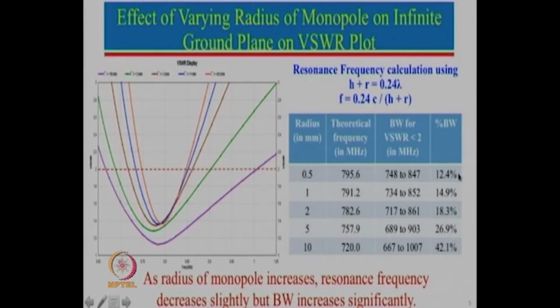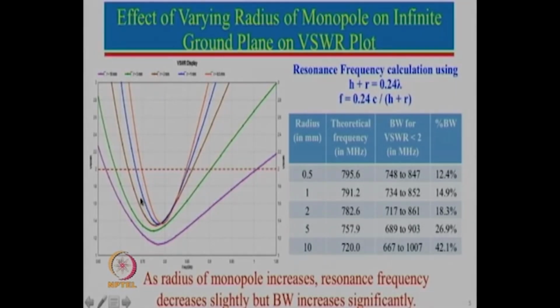So we can see the percentage bandwidth here. So for this here percentage bandwidth is 12%, approximately 15, then 18, then say approximately 27, and then for there 42%. So one can really get a fairly broad bandwidth using a thick monopole antenna. So you can see that this is the curve over here, and even if you do not require a very large bandwidth, still sometimes it is advisable to use a little broader antenna.